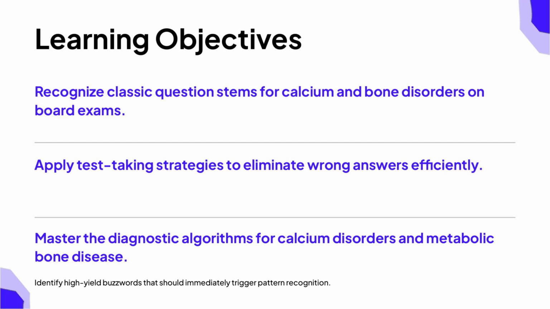Third, you will master the diagnostic algorithms. Questions often ask for the next best step. Knowing the correct order saves you from trap answers. Finally, we will drill high-yield buzzwords. These are the phrases that should immediately trigger a diagnosis in your mind. For the foundational knowledge, review the endocrine and musculoskeletal sections of First Aid and the relevant chapters in your preferred question bank. This video assumes you have that baseline and helps you apply it strategically.